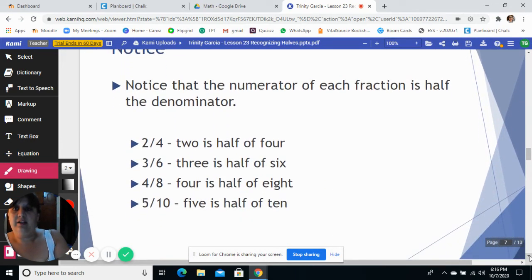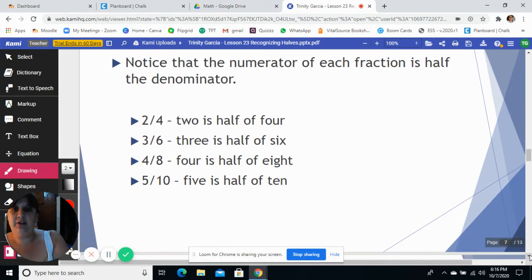Now, you will notice that the numerator, remember that's the number on top, of each fraction is half of the denominator, just like I told you. You don't have to write this down. I just told you it, but you'll notice the numerator on top is half of the number on the bottom, the denominator.